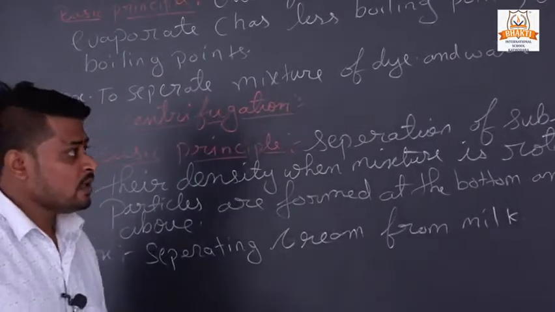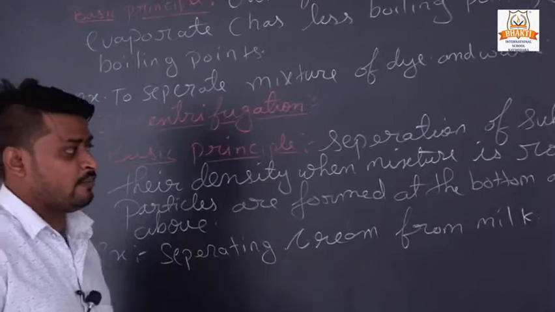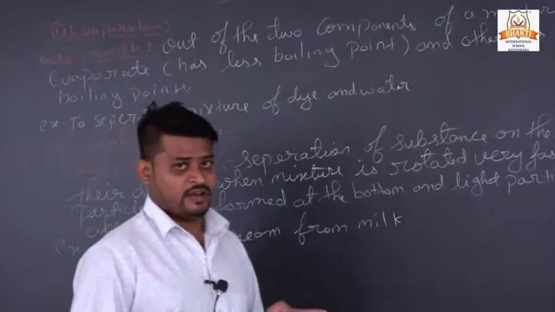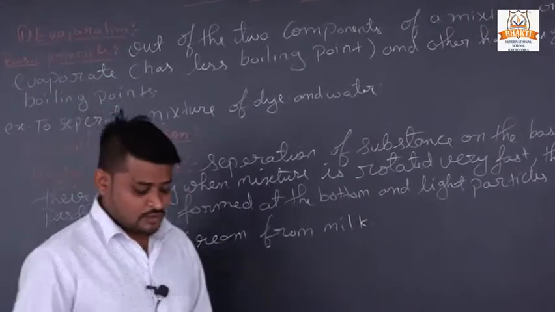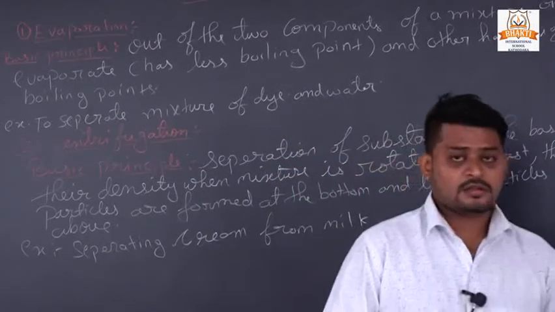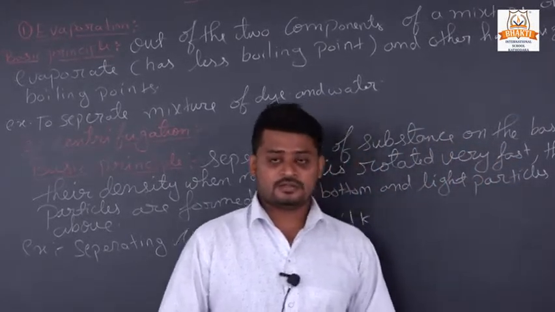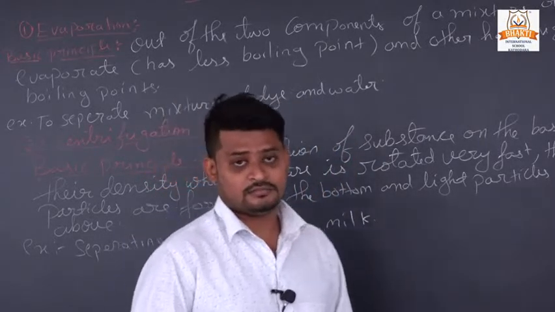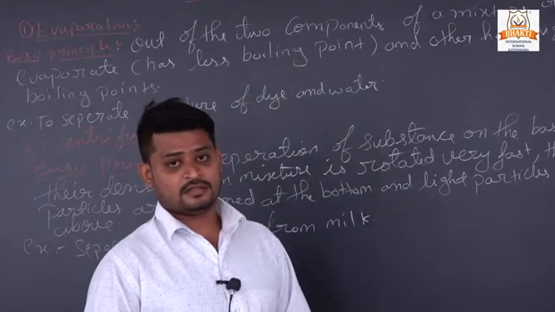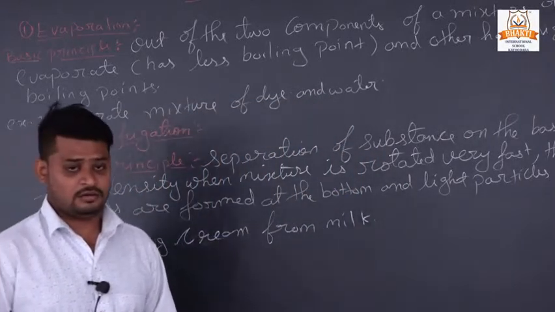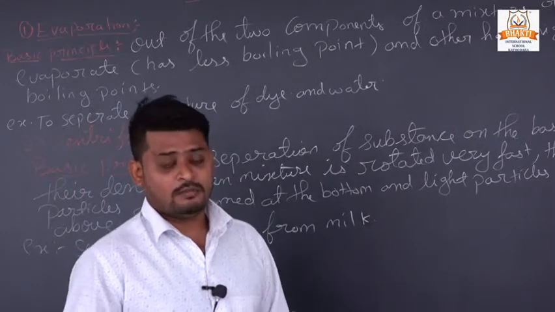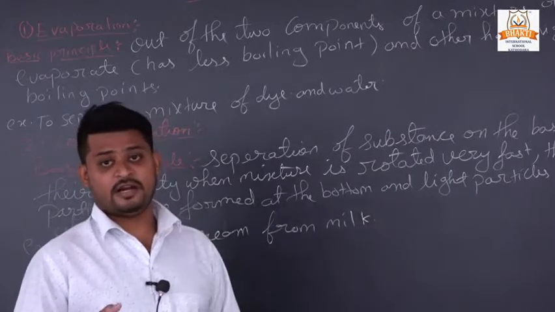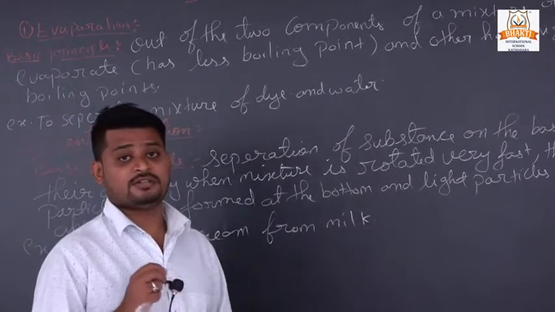Then what happens? The denser particles are formed at the bottom and light particles stay above. We all see at our home when our mother purchases milk, then she boils the milk. So when we are boiling the milk, the particles of milk are moving, because we already studied the characteristics of particles. What was the characteristic of particles? Particles are always continuously moving.